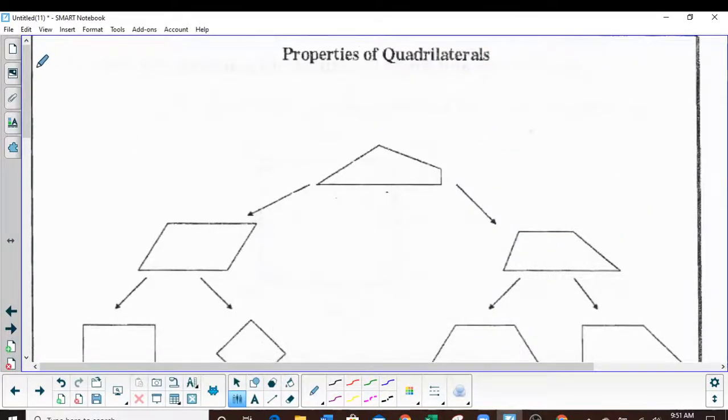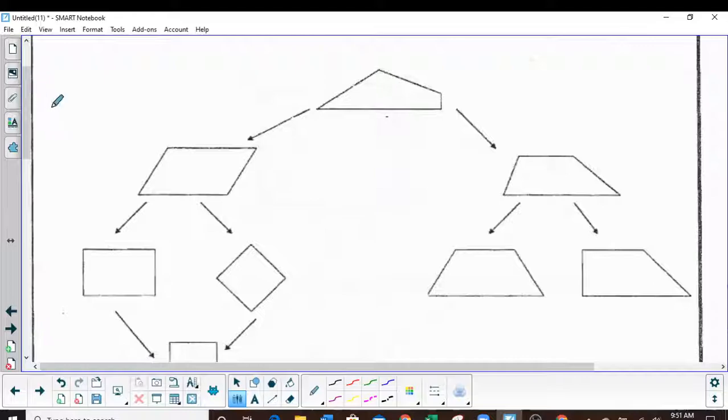Okay, this is FLP page 27. It says properties of quadrilaterals. Go through here and label a bunch of this stuff, and then we'll go down and answer these questions at the bottom. All right, first of all, we'll start with naming this one a quadrilateral.